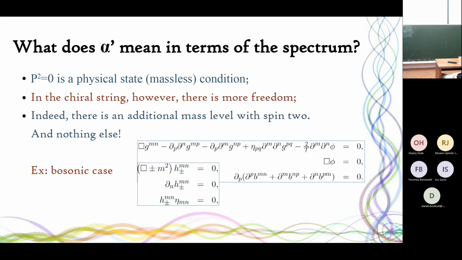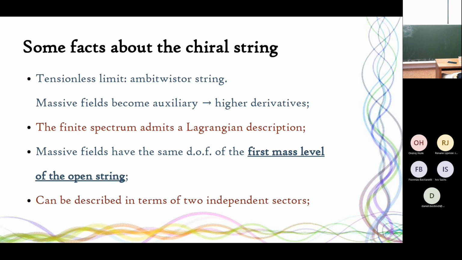And why is this interesting? It's interesting because, as I said, it describes the first mass level of the open string. Is there any hope to go to higher levels and have a field theory description of higher strings? And that's what this ATS string is doing. Now explain. So why is it special? Like the first massive level, why can't we go higher?